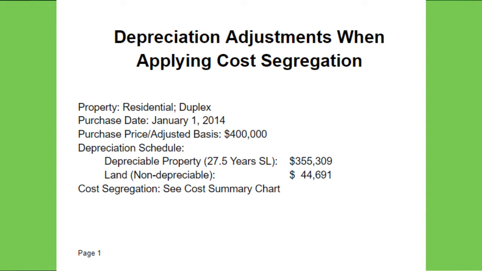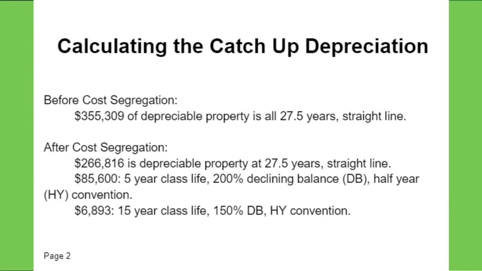A $400,000 purchase price. The depreciable portion of the property, the building itself, is $355,309. The land, which is never depreciable, so we're going to disregard that afterwards, is the remaining amount. Now the tax return is going to have some changes on it, so we're going to take a before and after look at the tax return.